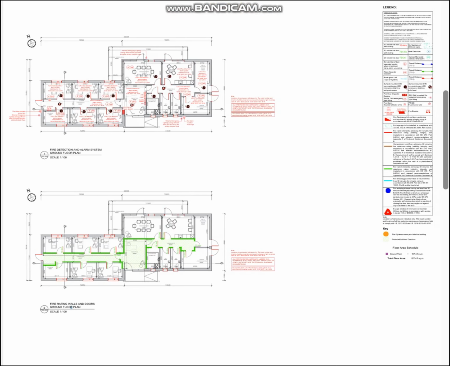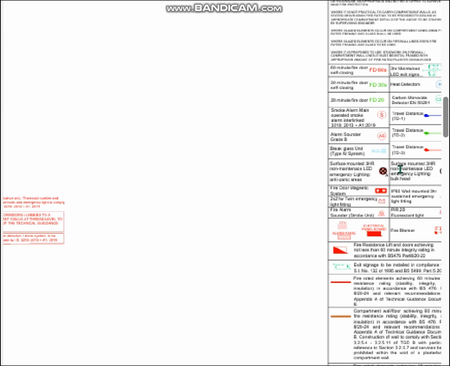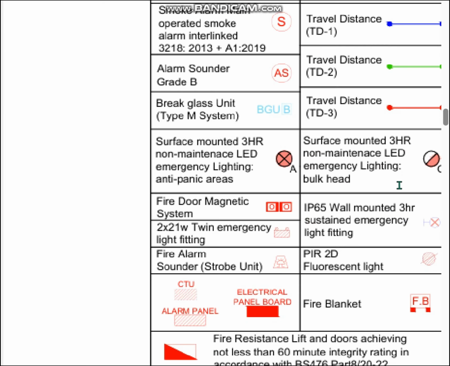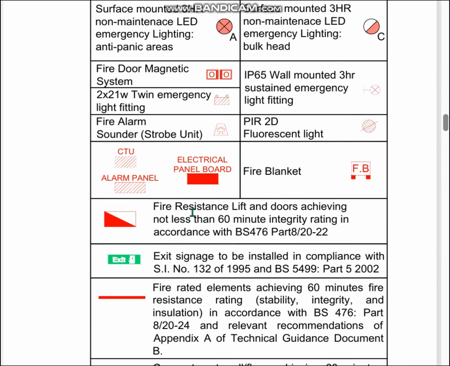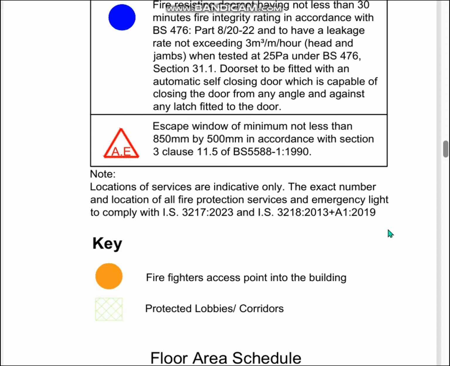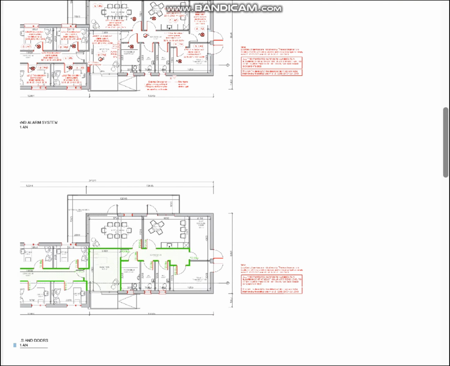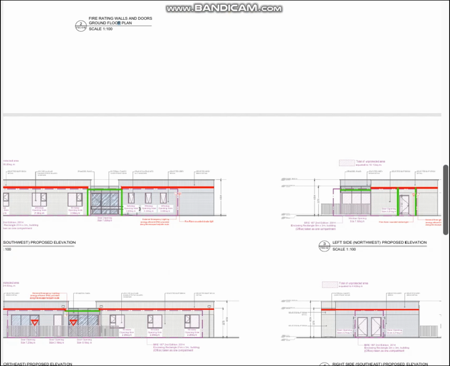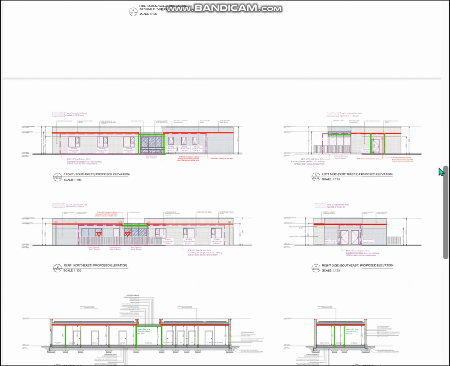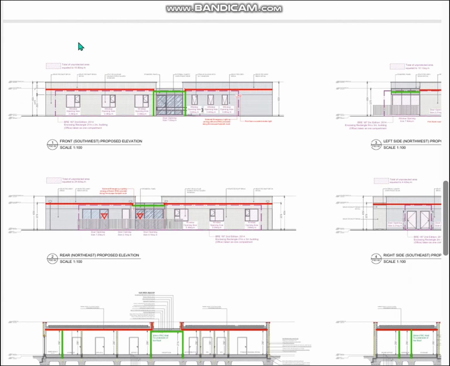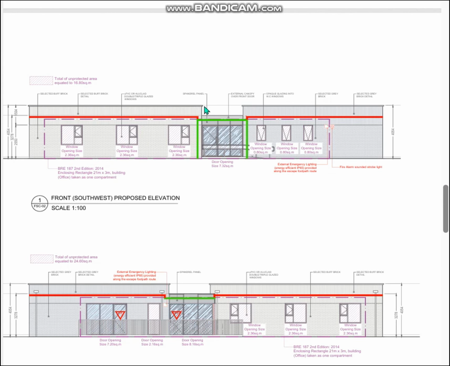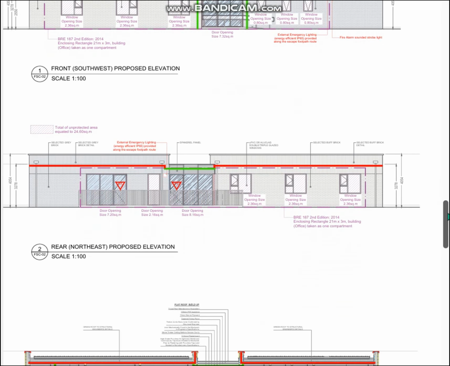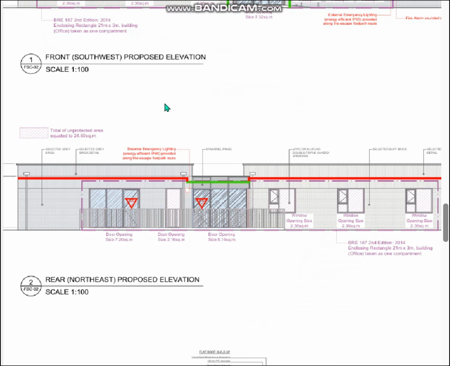As you can see on the right hand side of the drawing, there is a detailed legend that fully explains each symbol used throughout the building and to what code and standard is required. The next drawing is the elevation drawings, which will indicate the compartmentation both horizontally and vertically throughout the building, so that fire is contained within various sections, compartmentations, and cannot spread.